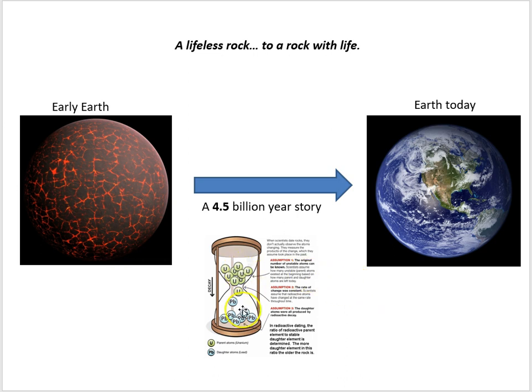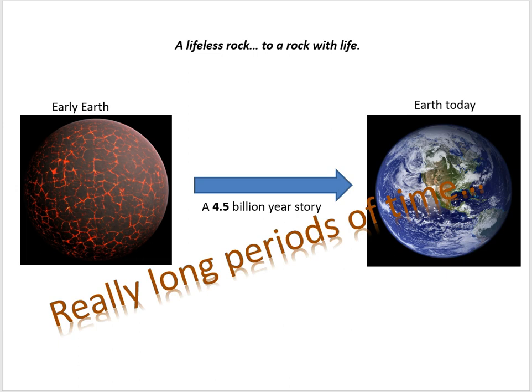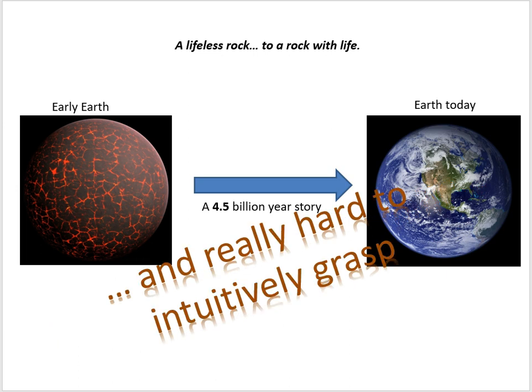Uranium atoms decay into lead. And if we can measure the relative quantities here, we can measure vast stretches of time. And this then has allowed us to determine that our home, our Earth, is about 4.5 billion years old. Of course, this is a really long period of time, really hard to understand intuitively, but nevertheless, this is the picture that modern science paints.